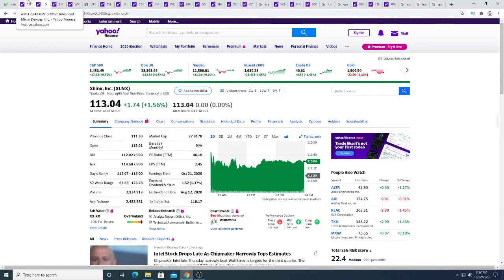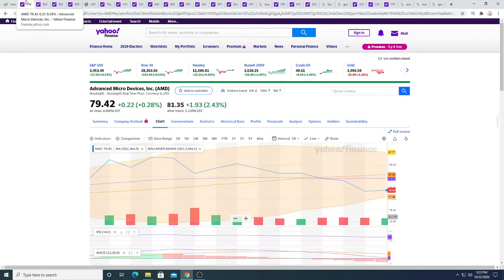So we'll see what happens in the future, but I think a Xilinx acquisition would put a lot more pressure on Intel. Like, a lot more pressure on Intel. Intel would not be happy if AMD merged with Xilinx. But hey, that's just my opinion.